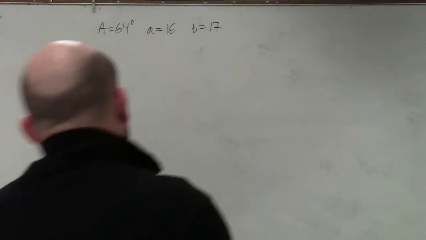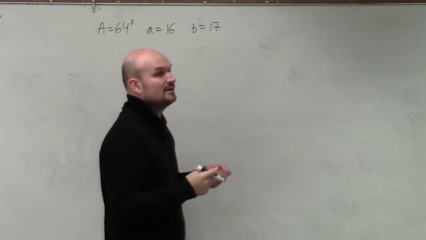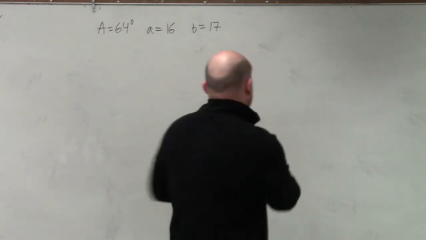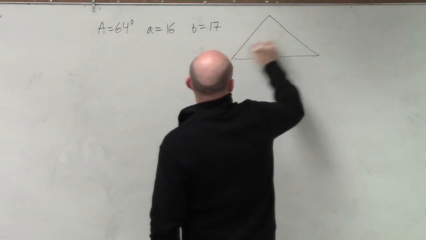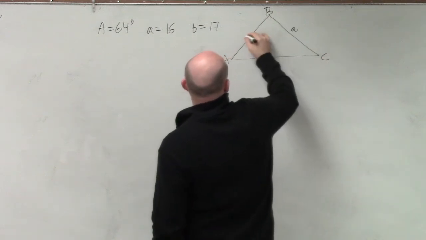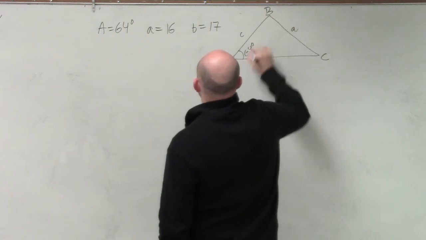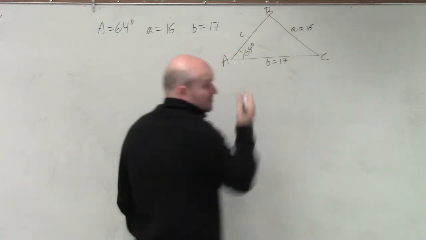So in this example, angle A is 64 degrees, a equals 16, b equals 17. The first thing we've got to do is create a triangle. And again, I'm OK with however you guys are going to be creating your triangle. It just needs to make sure it's an oblique triangle. It doesn't really matter where A, B, and C are. But we just want to label our triangle: 64 degrees, b equals 17, a equals 16.